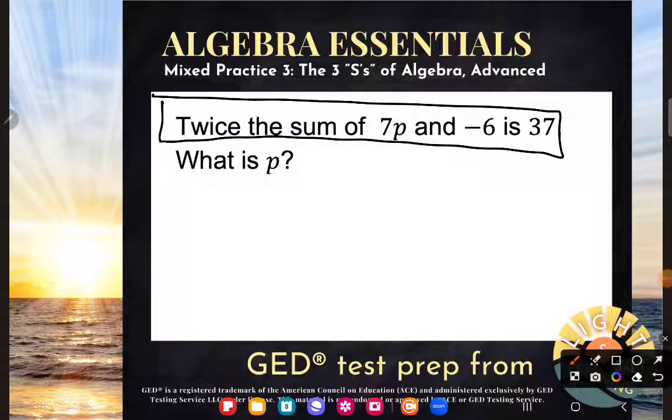Twice the sum of 7p and -6. So what does twice mean? Twice means two times. But two times what? Well, two times the sum of 7p and -6. So what is the sum of 7p and -6? It's the entire expression. And it's an addition expression, right? Sum means add the two things. So it means really take 7p and add it to -6.